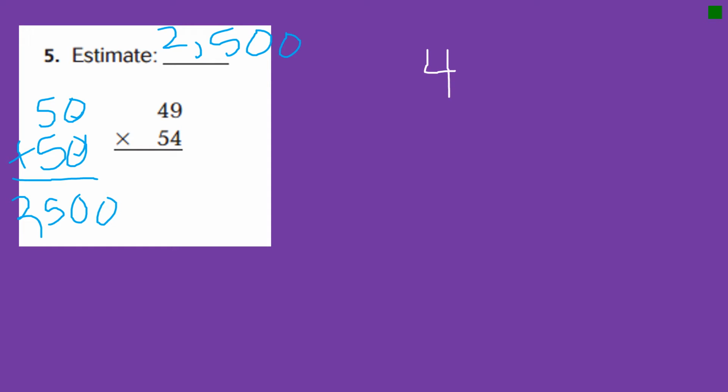So what I'm going to do is rewrite this problem over here so I have plenty of space. 49 times 54. Okay, here we go. Ones place first. 4 times 9 is 36. Still working on this, 4 times 4, right? So the ones times the tens is 16 plus these 3 tens that we regrouped, 17, 18, 19. Okay?